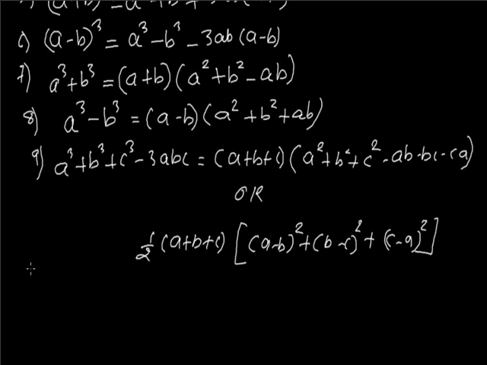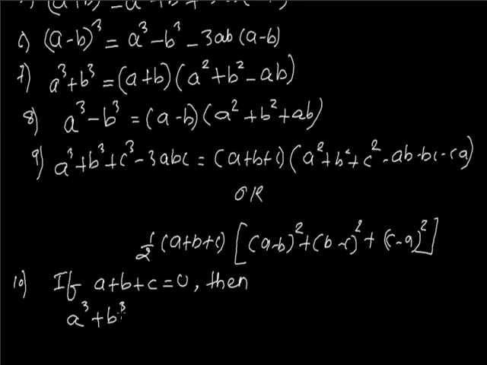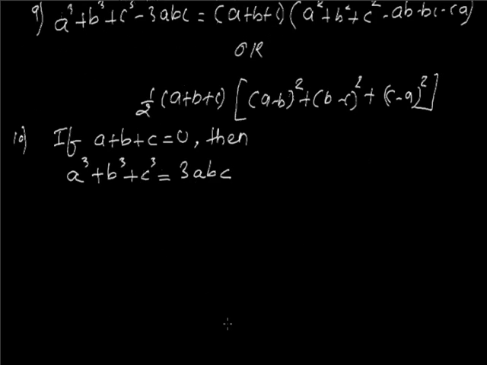And the last identity is a special case identity. If a plus b plus c is equal to 0, then a cube plus b cube plus c cube is equal to 3abc. Now some questions based on these identities which came in IGCSE.